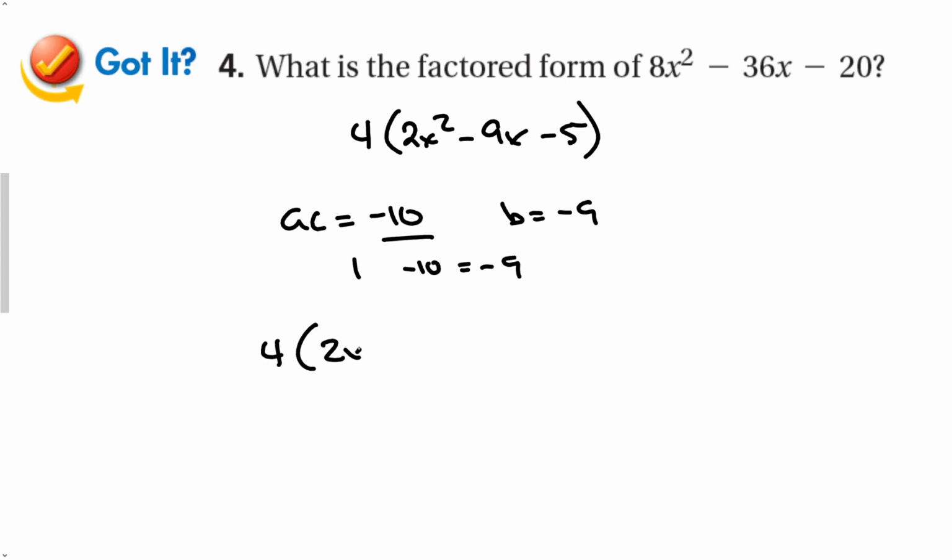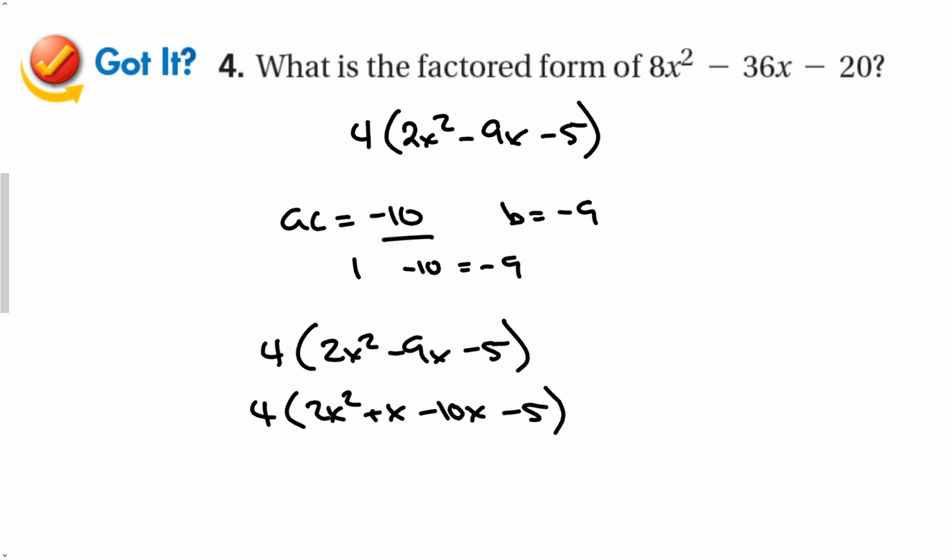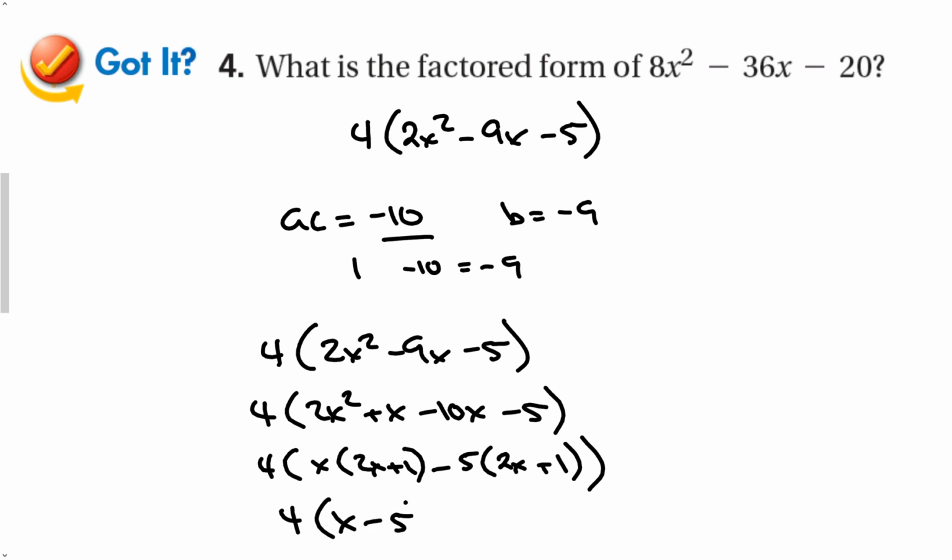Okay, so don't lose the 4. 2x squared minus 9x minus 5. 2x squared, I'm going to break it into 1x minus 10x minus 5. Don't lose the 4. Common factor is x. So I'm going to pull out x to give me 2x plus 1. Common factor here is a minus 5. That leaves me with a positive 2x plus 1. And then finally my answer would be x minus 5, 2x plus 1.